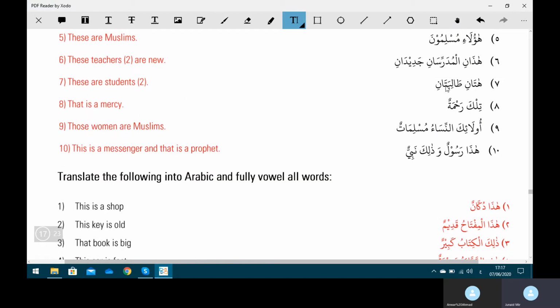So this is not a fragment, this is a sentence. There's no alif lam after the ismul ishara. Number 8, tilka rahmatun.